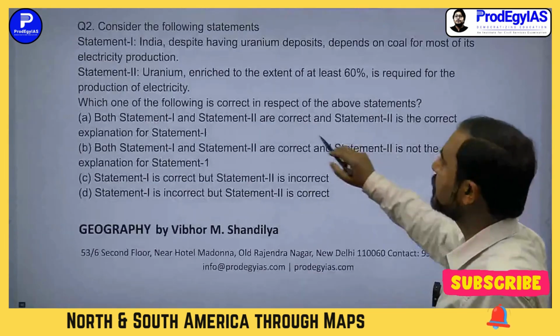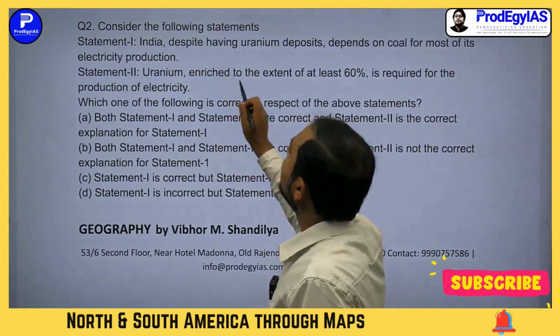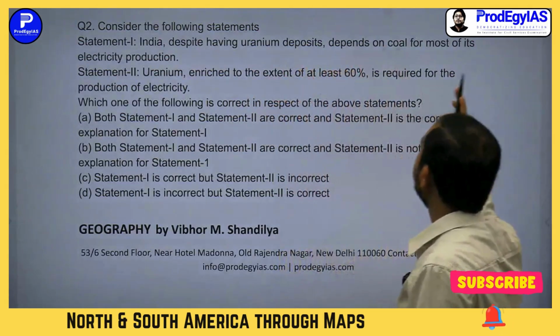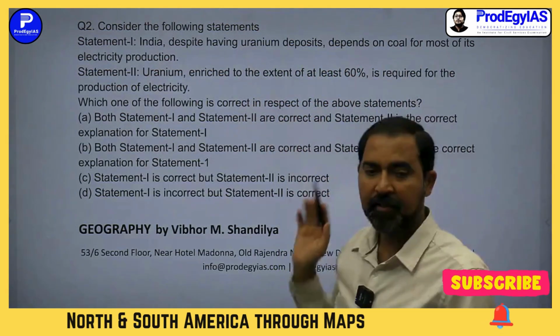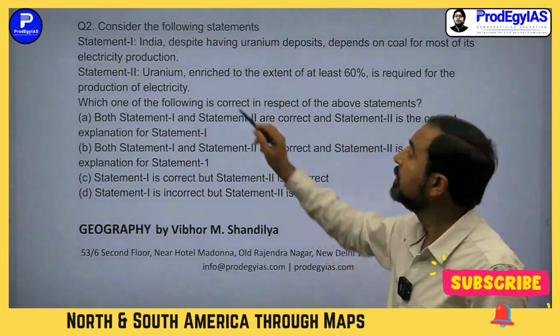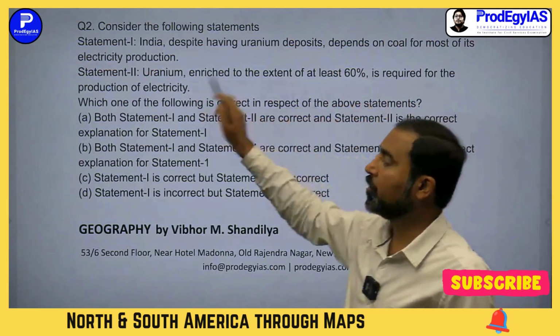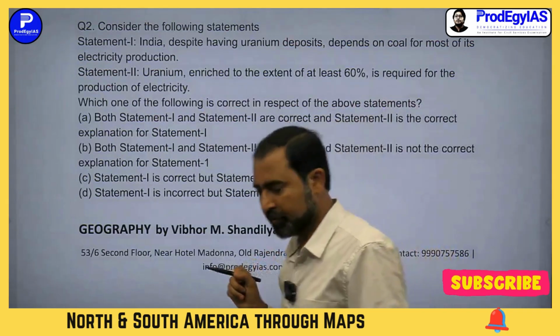like this question from the Indian resources. India, despite having uranium deposits, depends on coal for most of its electricity production. You know that this statement is correct. Uranium enriched to the extent of at least 60% is required for the production of electricity. It is not that, right?